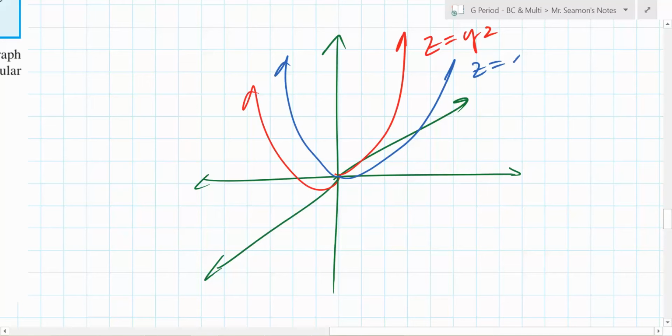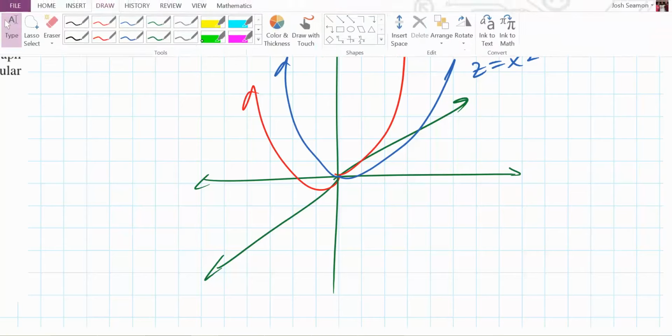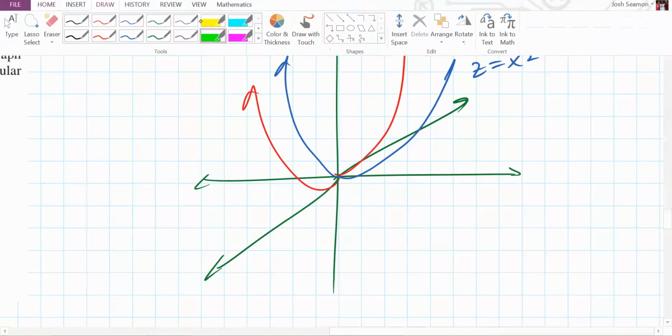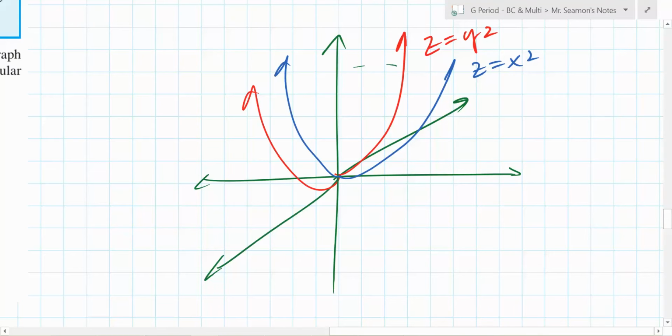And then, if we had another one, let's say it's blue, what's this one? Z equals x squared. Well, you know this is a smooth surface, so can you start connecting them? Exactly. So, what does this actually look like? You could take it, and what do you get?